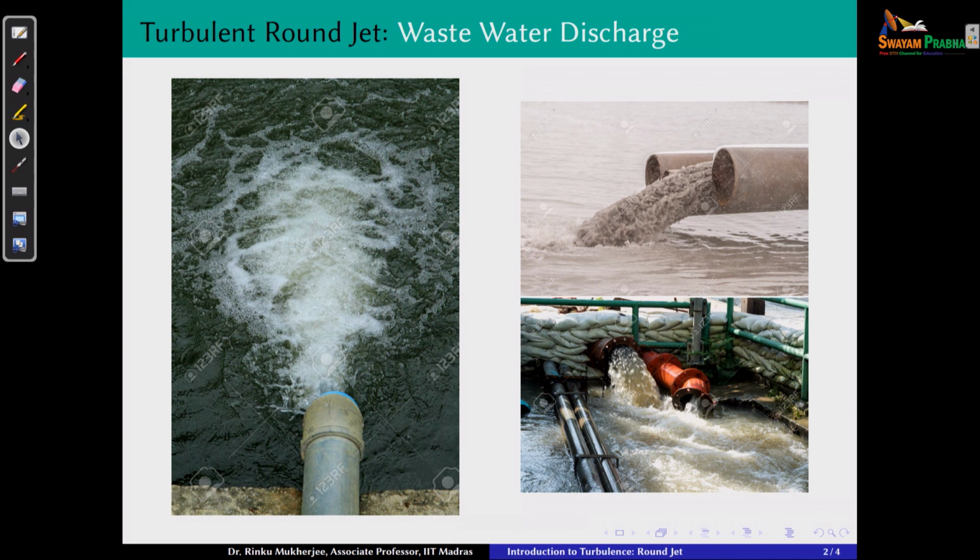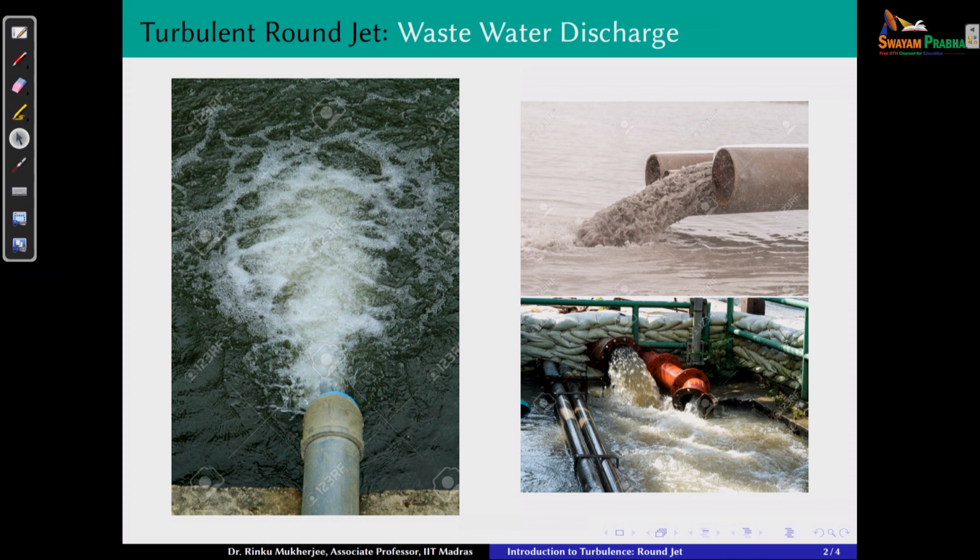Now, these turbulent round jets. What are these turbulent round jets, and where do you see them? I have just put together a little presentation, and you should be able to look on the internet, and of course, you should look around yourself. It's all everywhere.